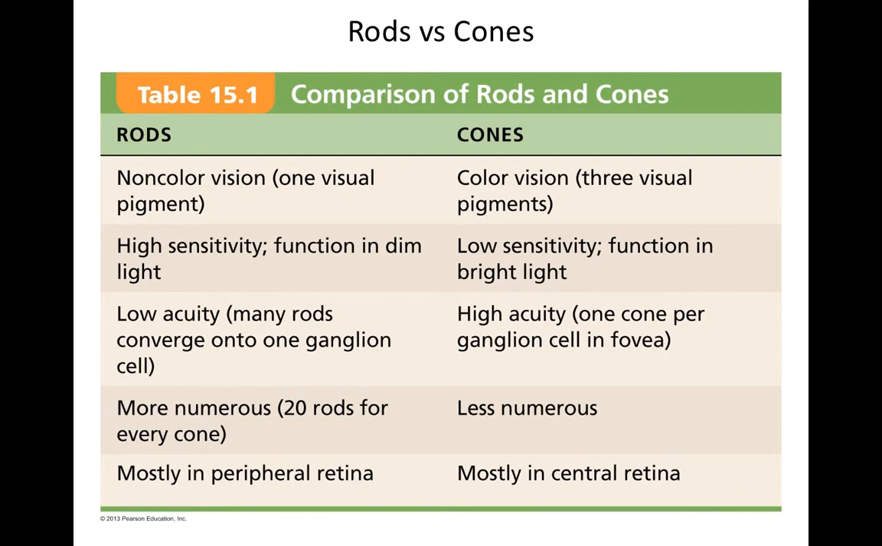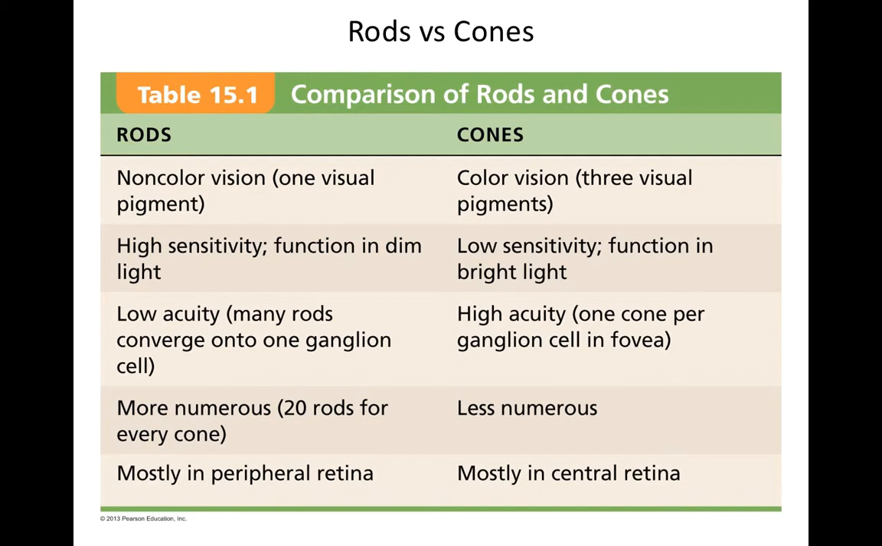Rods are by far more numerous. You've got way more rods than you have cones, and they're located mostly in the peripheral retina. Cones, not nearly as many of them, and they are clustered in the central retina, most of them in that fovea centralis.